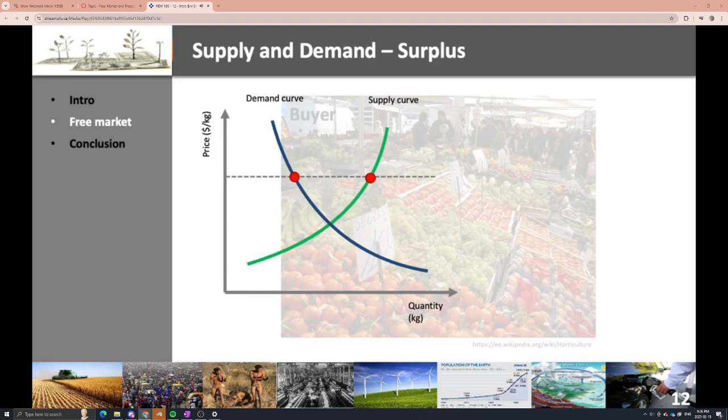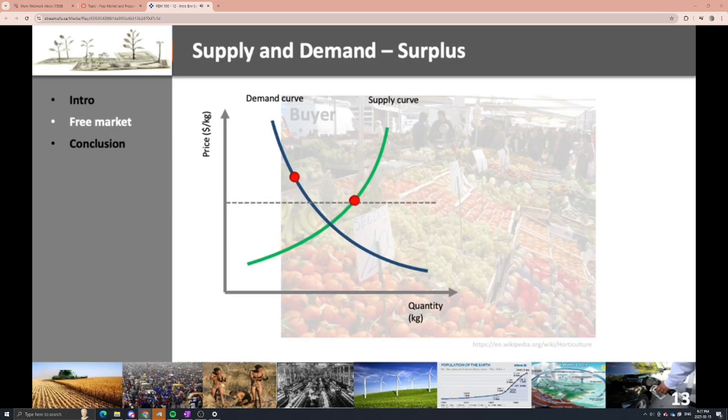So what this means is we have a big surplus of tomatoes. The difference between what the producers want to produce and the price they want to get for it, and what the demand is for those tomatoes. So this could lead to tremendous waste. So what normally happens in these situations?